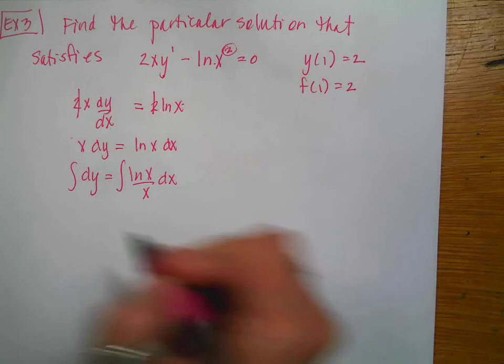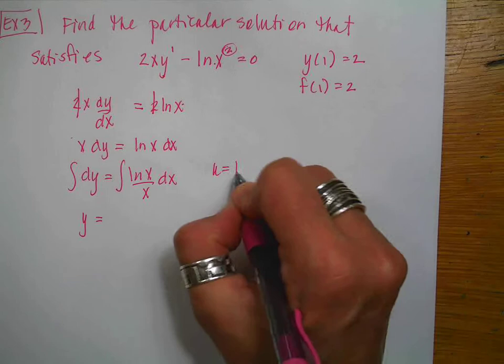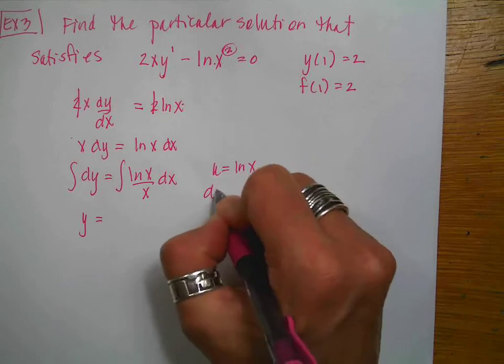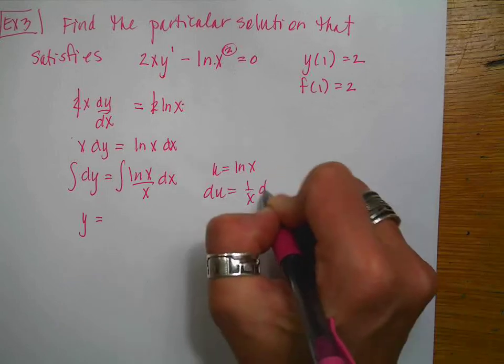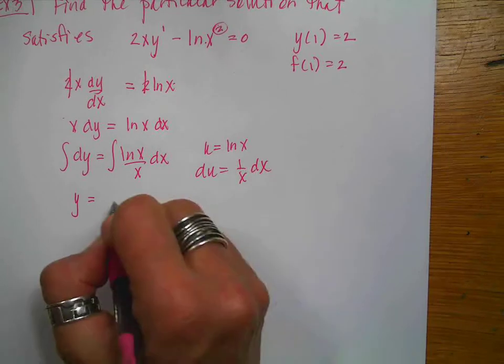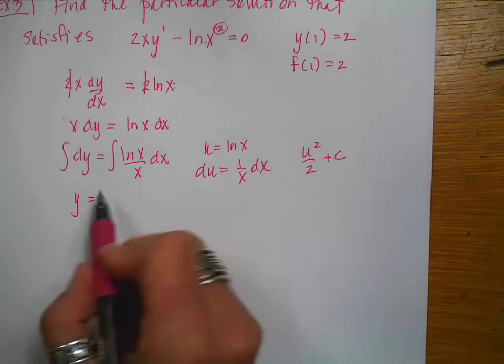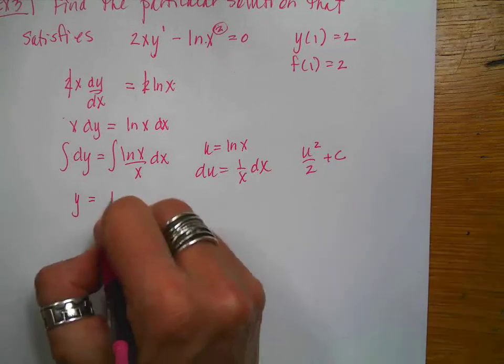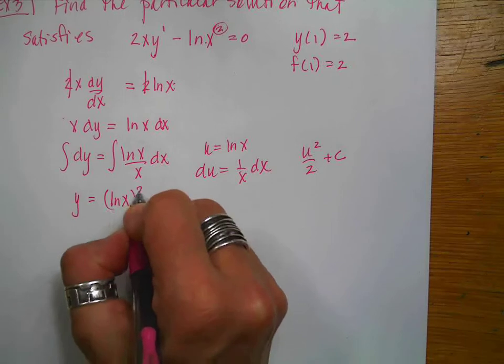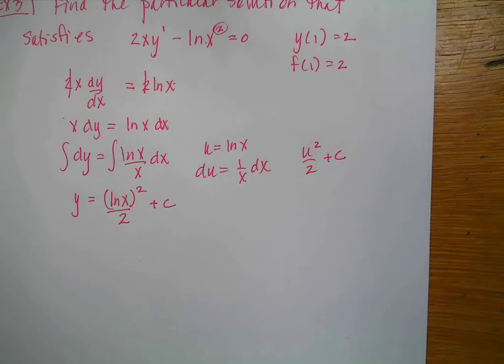Okay, now I'm going to integrate both sides. On the left-hand side, I get y. If my u is the natural log of x, my du is 1 over x dx. So I have everything I need. So this becomes u squared over 2 plus c. So the right-hand side is going to be the natural log of x squared over 2 plus c.